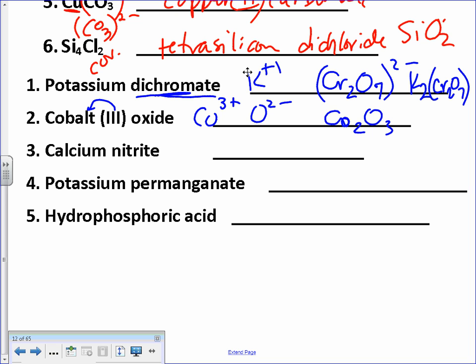Okay, next one, ionic or covalent? Ionic, because calcium is a metal, right? If you start with a metal, you are definitely ionic. So that's calcium, charge of calcium. You don't have to know it. Look on the periodic table for it. 2 plus. It's a 2 plus because it's in group 2. It loses 2 valence electrons.